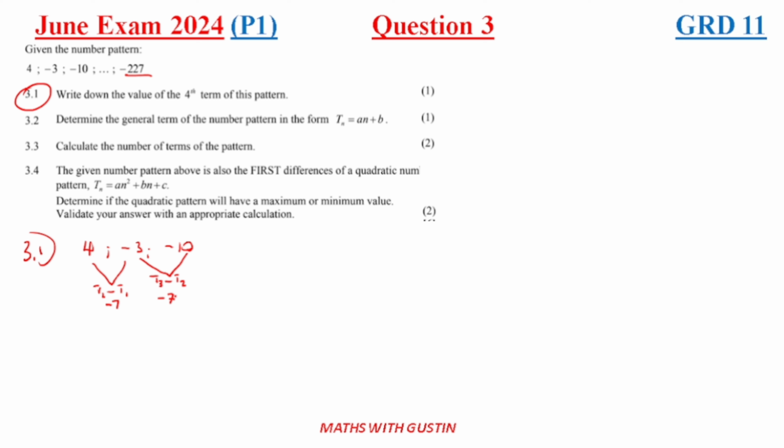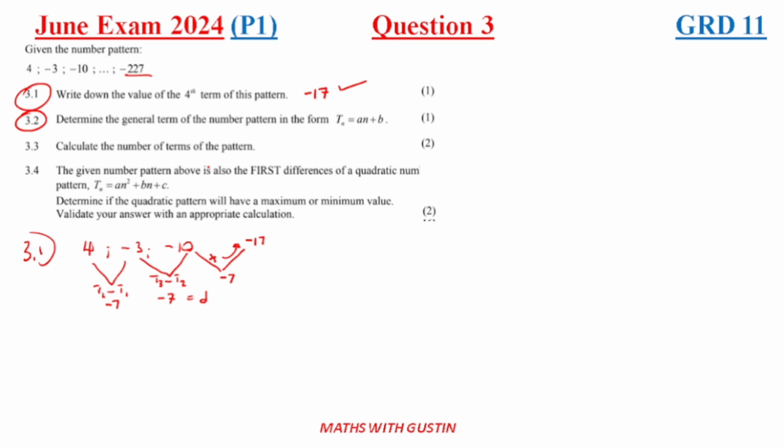So we got -7. Now this -7 gives us the first common difference, so therefore this one is arithmetic. So we need to add -7 to get the fourth term. So you are going to say -10 plus that. Remember, when you add, you need to add this so that it gives you this term right here, which is going to give us -17. So our answer here is -17. Makes sense, just for 1 mark.